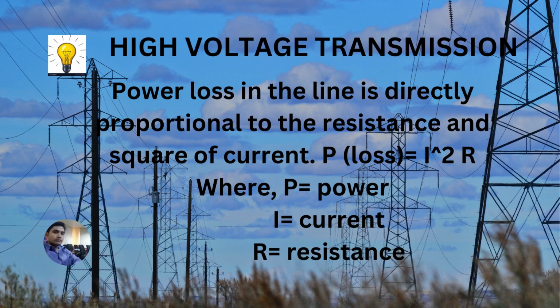While transmitting the power, it should be transmitted at a high voltage, because the higher the voltage, the lower will be the current, and the power loss in the line is directly proportional to the square of the current and resistance. Since resistance cannot be changed, power loss will be directly proportional to the square of the current. So the lower the current, the lower will be the loss of power.